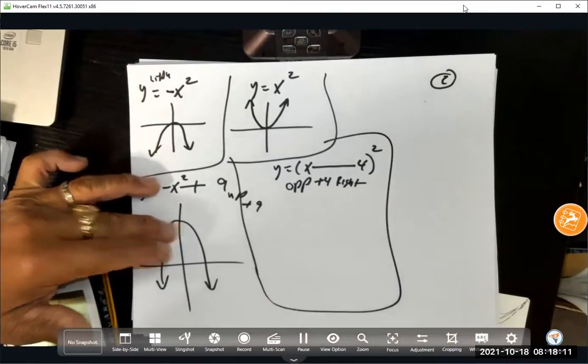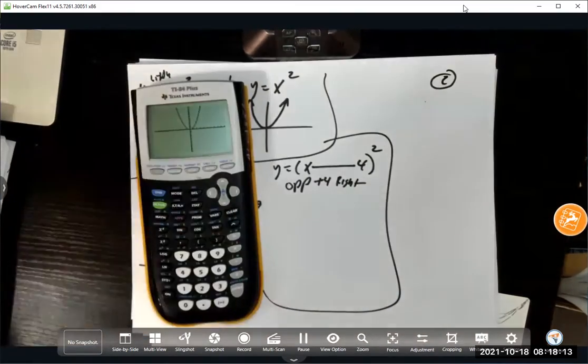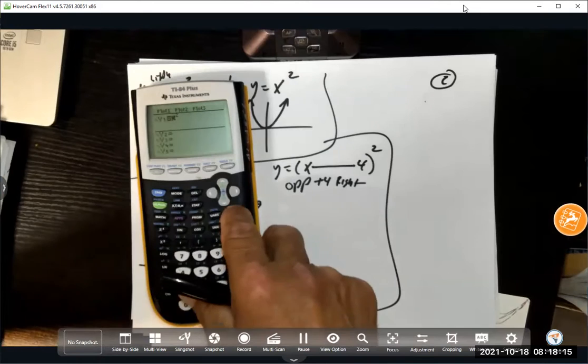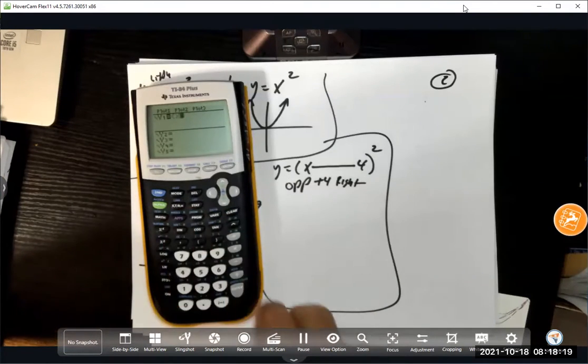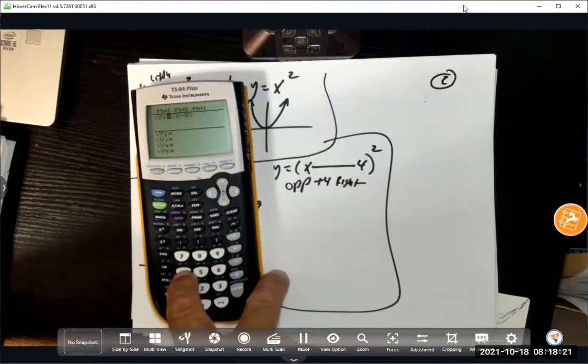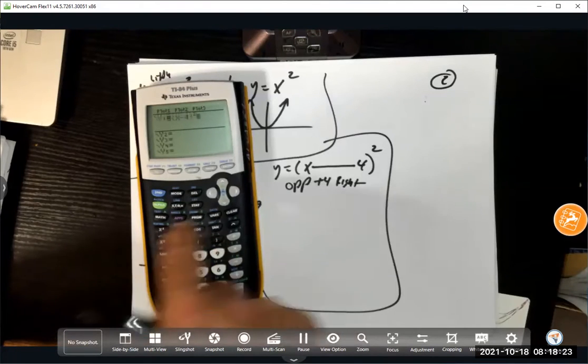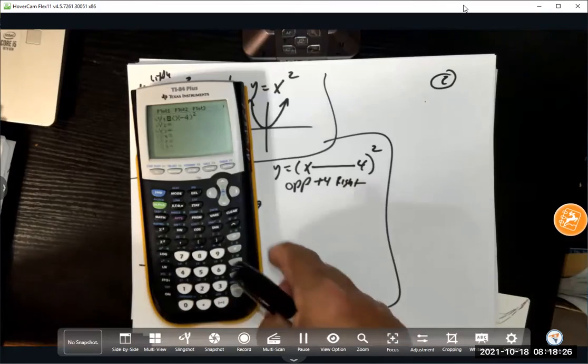What? Positive 4 to the right. Let me just show you. Ready? So y, clear, you're going to put parentheses, x minus 4 squared. Okay, enter. Ready? Hit graph.